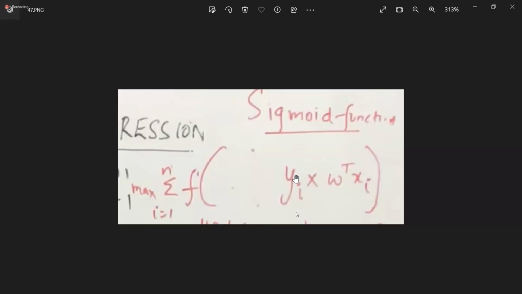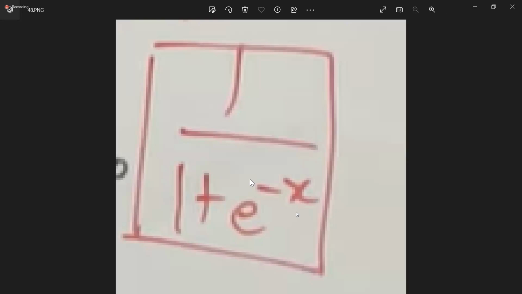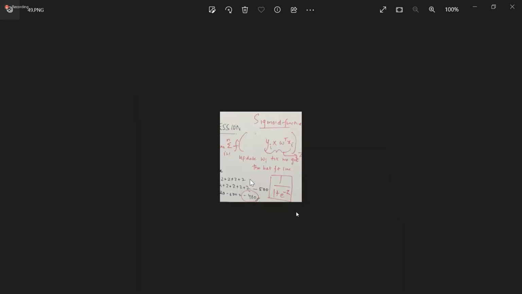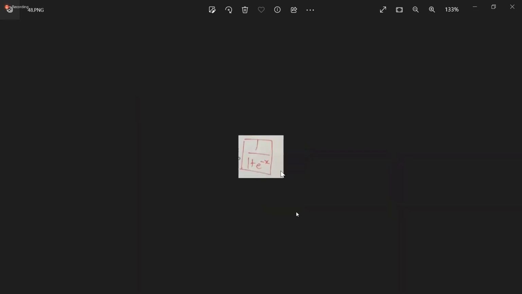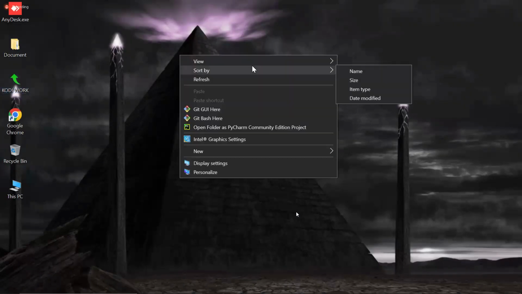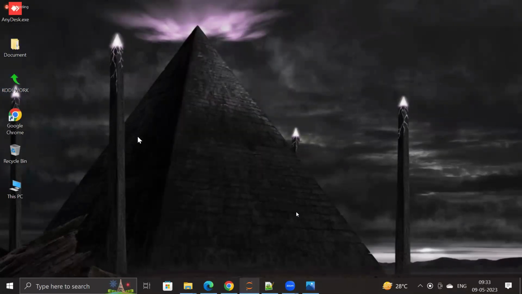Now, Yamini, are you there? I want you to mention this formula, max of summation over n of y into wxi, guys. And finally, the formula we create is 1 by 1 plus e to the power minus x, guys. Are we clear or not clear, team?